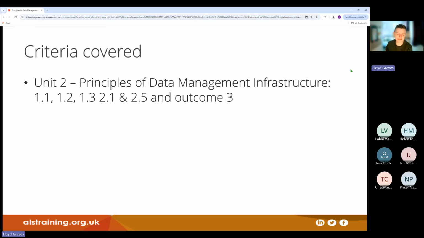So criteria covered. This covers 1.123, 2.1 and 2.5, as well as outcome 3 of Principles of Data Management. So basically, if you're tracking all of your stuff on one file, by the time you've got these assignments done, you should have, from the Principles of Data Management unit, everything covered, outcomes 1, 2, and 3, except for criteria 2.7. The only reason is because there's an assignment right at the end of the program where you'll cover it automatically, as long as the work's good enough for the other criteria. It should meet 2.7 as well. So there's no point in you doing it twice.